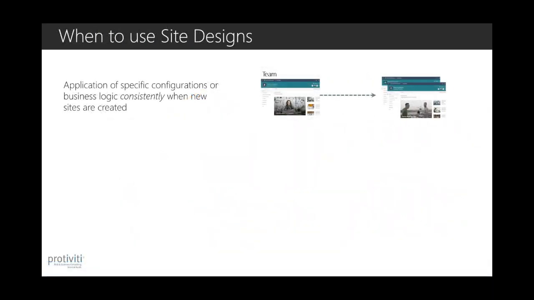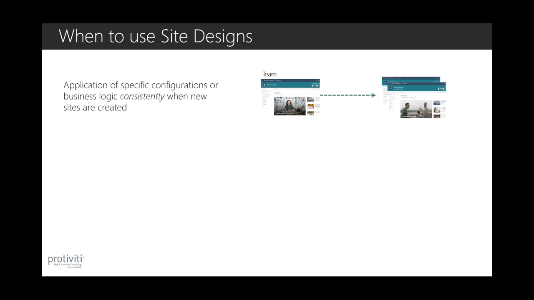So when do I see these being used a lot? First of all, applying logic consistently when new sites are created. This is the most common scenario: I create a new site and I want to apply a couple of different things onto that site, or a lot, but organization or application specific logic. I want to create a new project site and it's going to have these 4 lists. These are the lists that are mandated by my company, and by default, every site's going to get them.